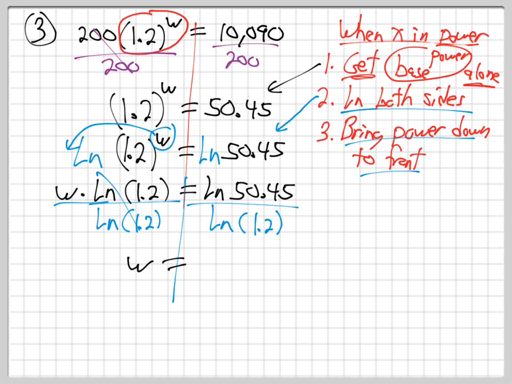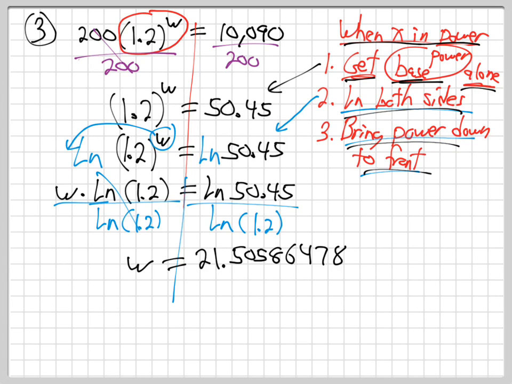Divided by ln 1.2. I'm getting 21.505864778. There's more decimals than you need. They just said at least 3 places, so there's more than we need. So the game plan: when the x is in the power, get the base to the power alone, ln both sides, bring the power down to the front, and then you can solve.